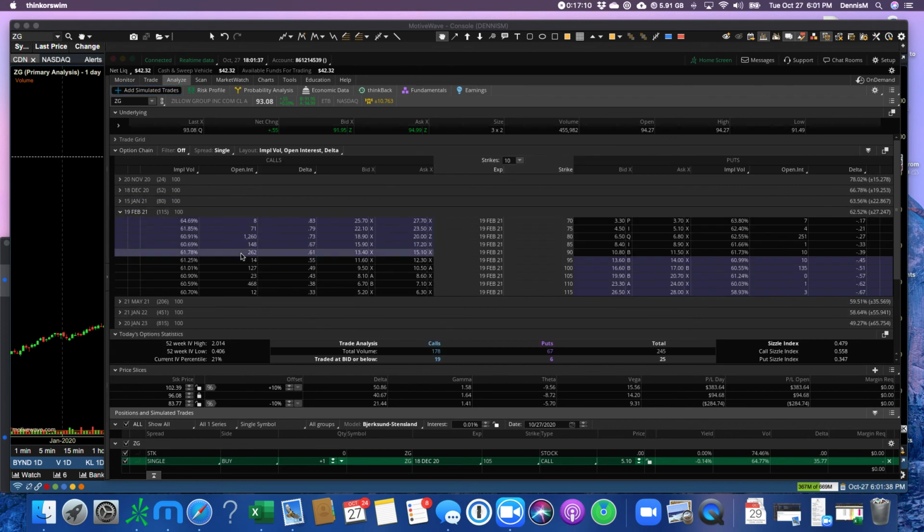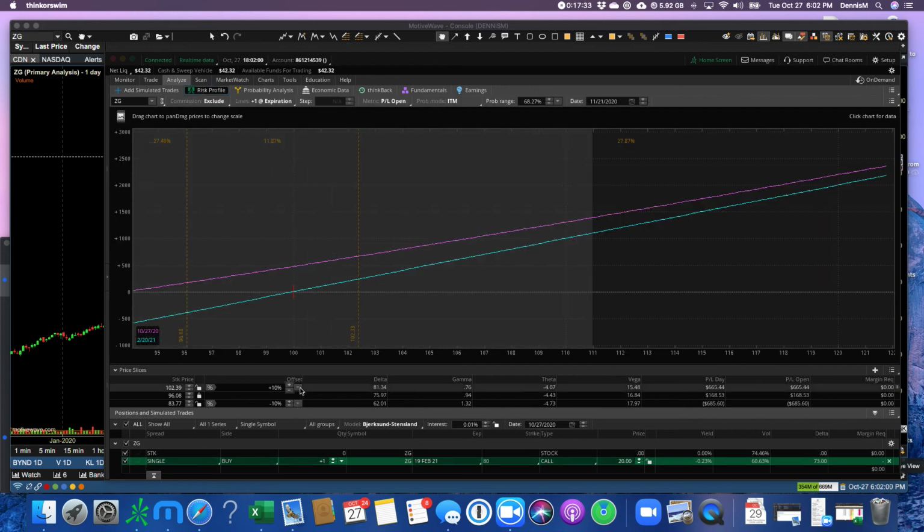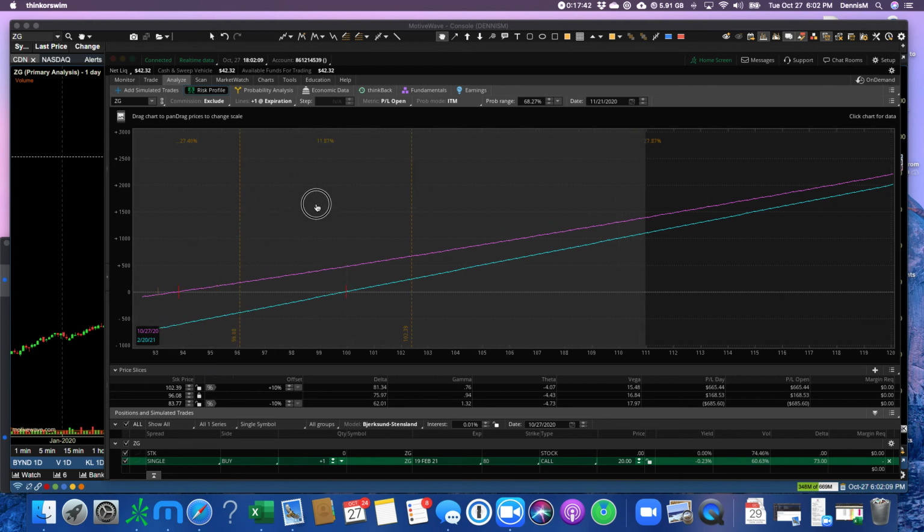Let's go out to February. Now you can see the interest in February is 1,260. People are willing to pay $80 for a stock that they think by February the 21st will be worth $100. That looks like a much better deal. Let's look at that risk profile now. So this says that on February the 21st, this is your break-even point right here, $100.